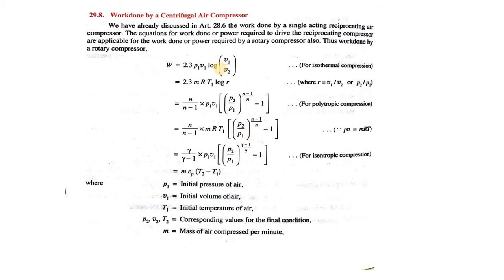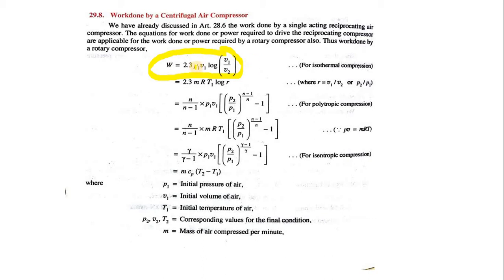As we know, the formula of work done for isothermal compression for a centrifugal air compressor is W = 2.3 P1 V1 log V1/V2. That formula is the same as that of the reciprocating air compressor, where V1/V2 is equal to P2/P1. This is one of the basic formulas relating volume, pressure and temperature.